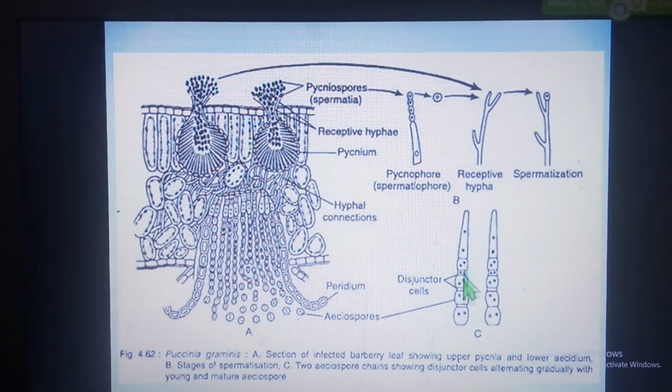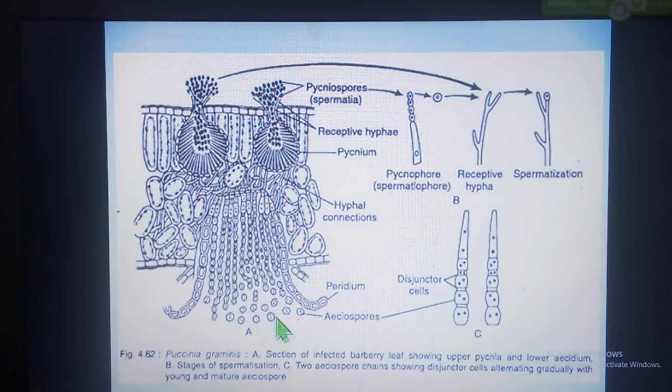You can see all the cells here, they are dikaryotic. The archaeospores are unicellular and binucleate, with two nuclei, thin wall, and orange in color. The young archaeospores, just remember the structure, are polyhedral in shape, but they will become globose and round with maturity.